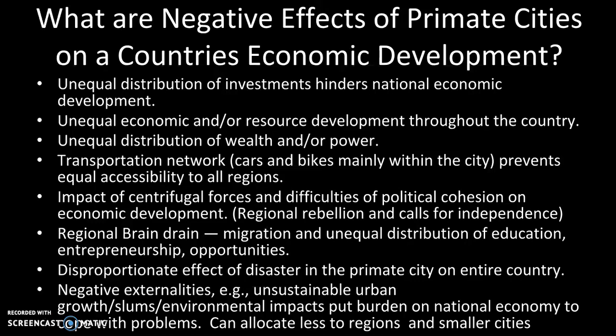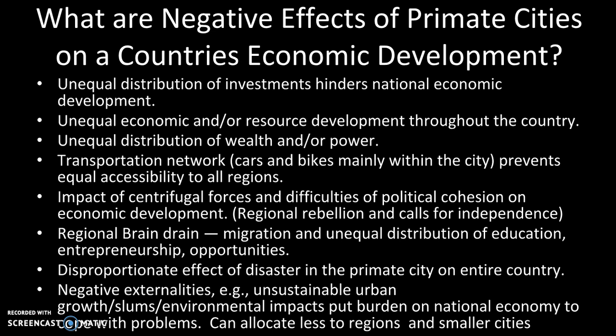You see a lot of regional brain drain as people within different regions of that country move into the primate city so that they can have more access to wealth and access to job opportunities and higher paid jobs and consumer goods. So you tend to see an unequal distribution of education, entrepreneurship opportunities, and also just accessibility, because you just don't have as many doctors and other highly skilled people out in these smaller regions because they've all moved to the primate cities.